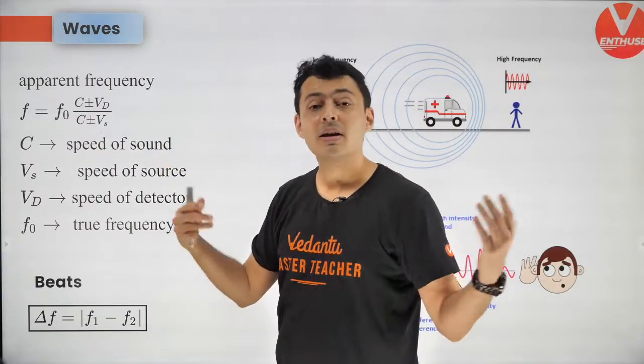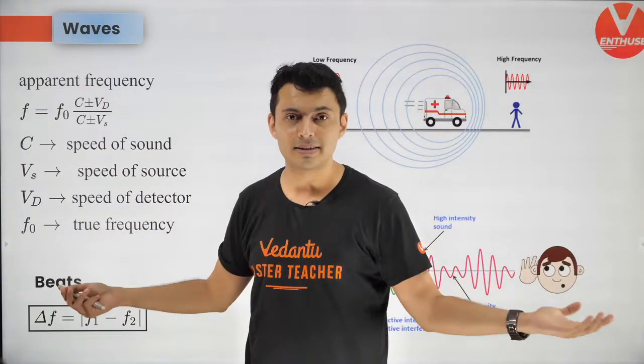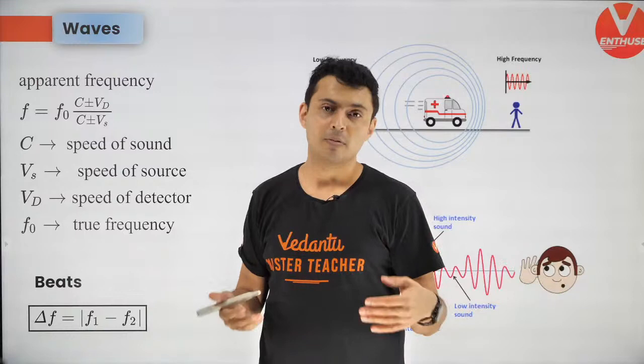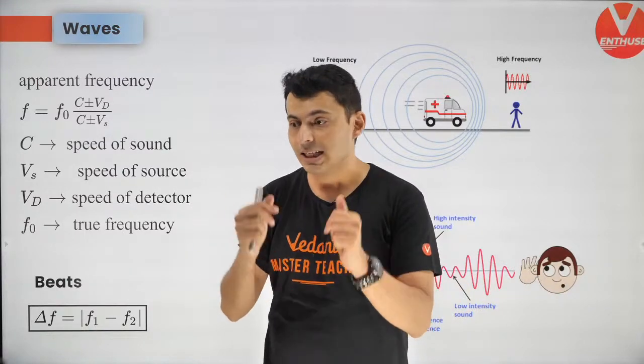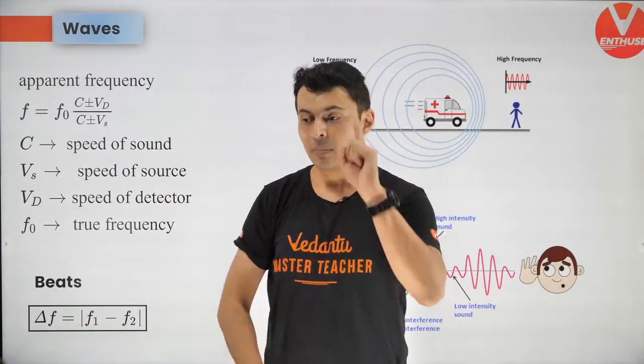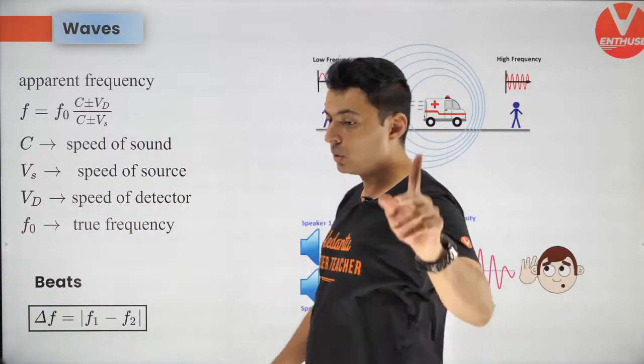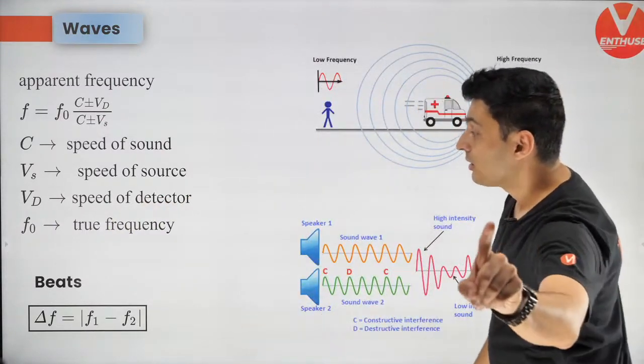Plus minus depends on whether the frequency is increasing or decreasing. If they are coming towards each other, frequency will increase. If they are going away relative to each other, then it will decrease. So choose your signs based on whether the frequency is increasing or decreasing. All right, cool. Next up, beats.